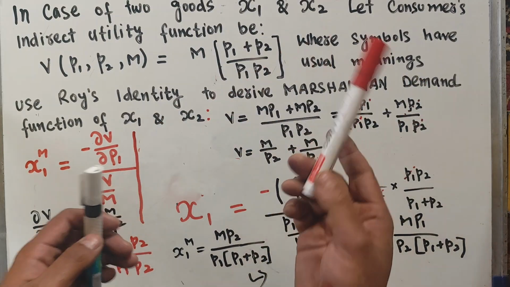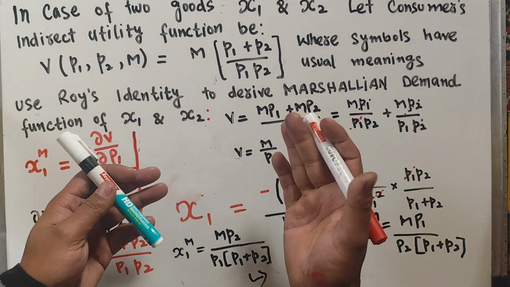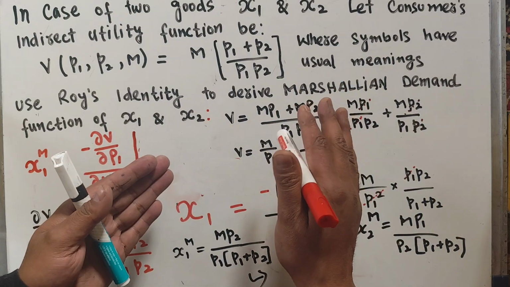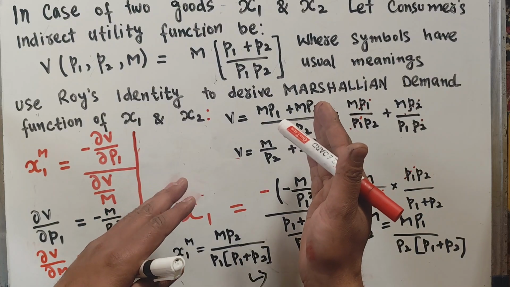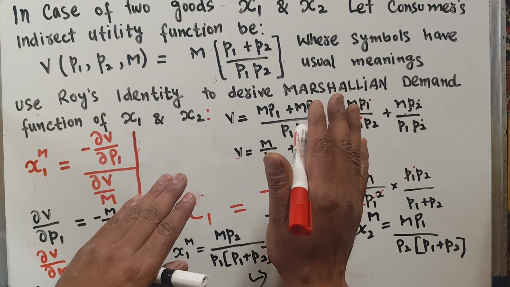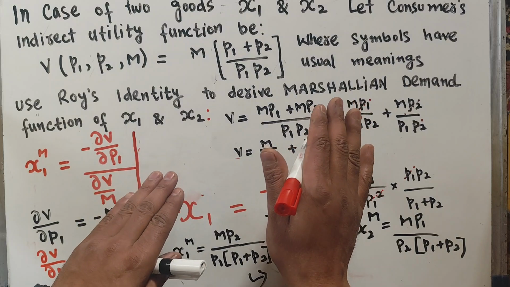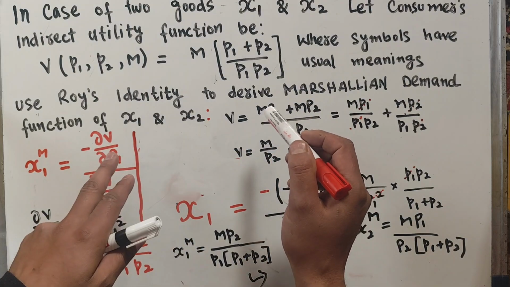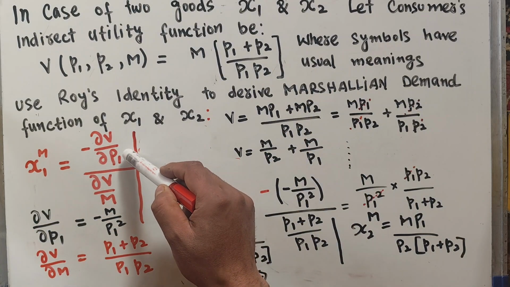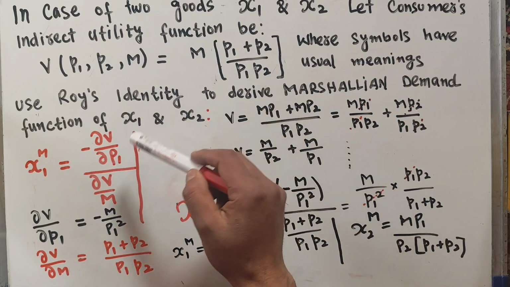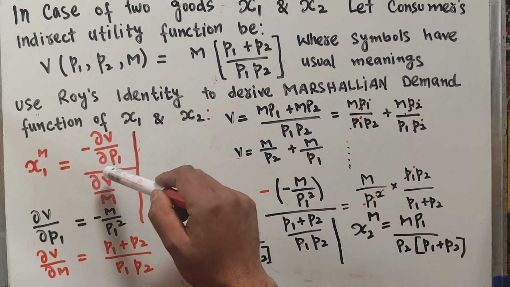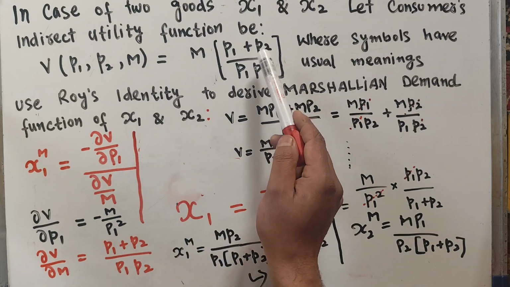Now, Roy's identity is a shortcut method of finding the Marshallian demand function from the given indirect utility function. What we do is take the ratio of the marginal utility of price change, that is dv upon dp1, the partial derivative of the indirect utility function with respect to the price of good 1, upon the marginal utility of money, which is dv upon dm, the partial derivative of the indirect utility function with respect to m.